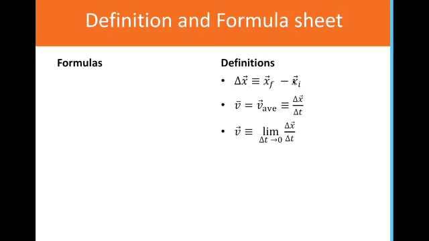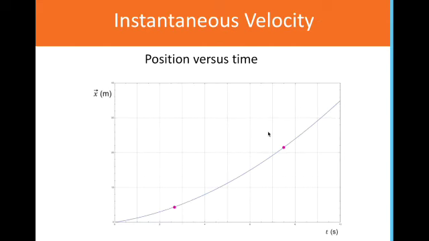So we have the definition for the displacement, that's the final position minus the initial position, the average velocity, which is displacement over the change in time, and then the instantaneous velocity, please note the signs here, as the limit of the change in time going to 0. So let's remind ourselves exactly what the instantaneous velocity means.